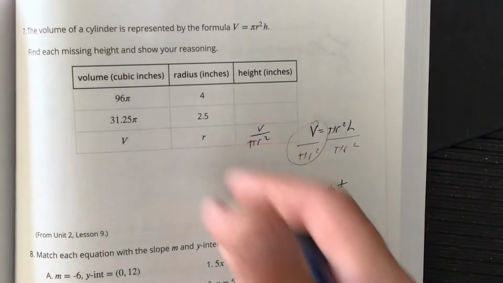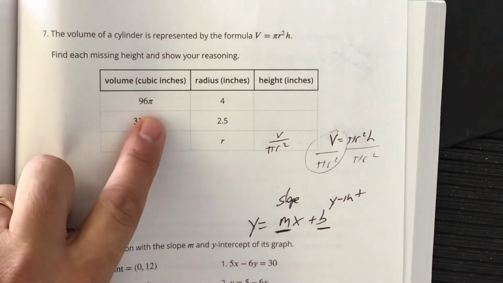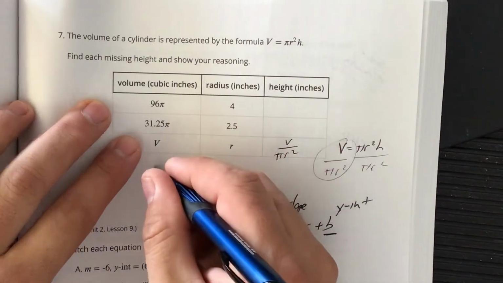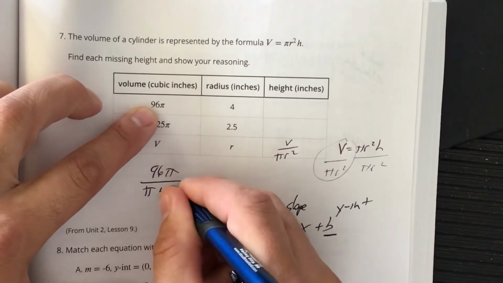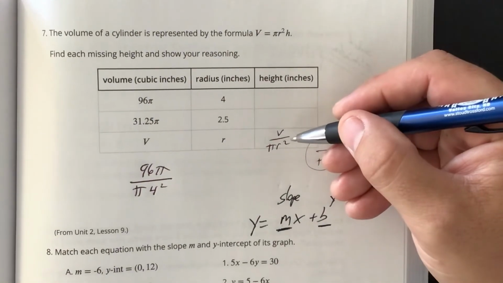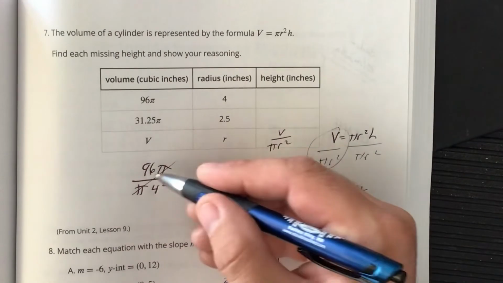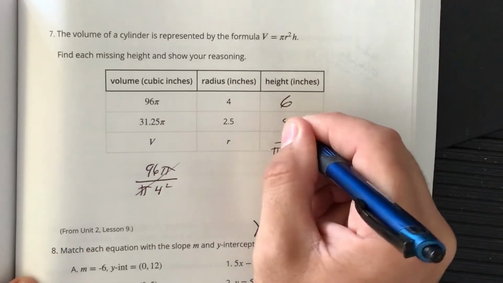And that's what you need to do for the top two. I would like you to do the equation first because now I know how to solve this. I got to take the volume divided by pi r squared. You have the formula now. Pi's will cancel, so it's 96 divided by 16. Should get 6. This one you should get 5.